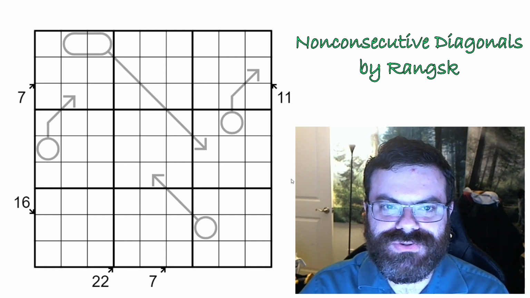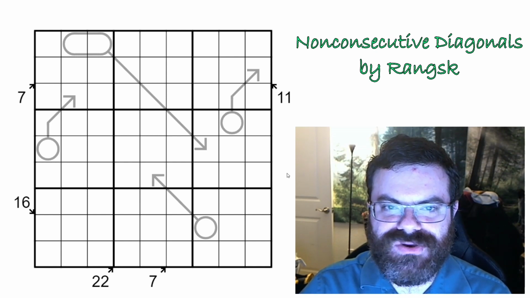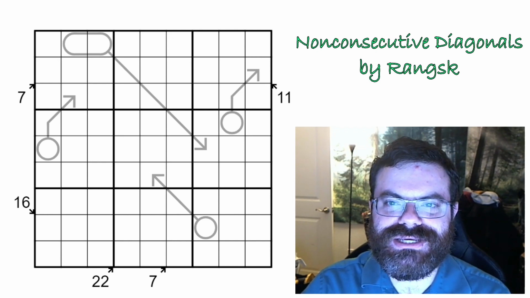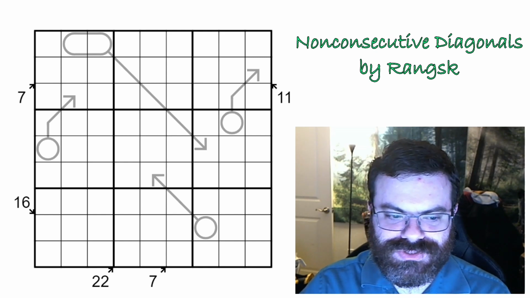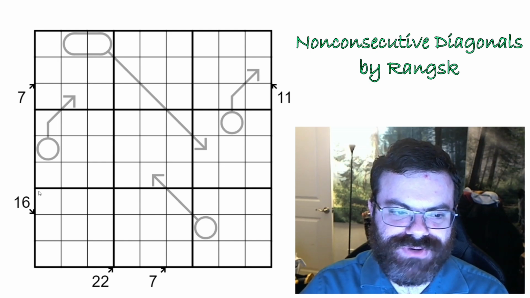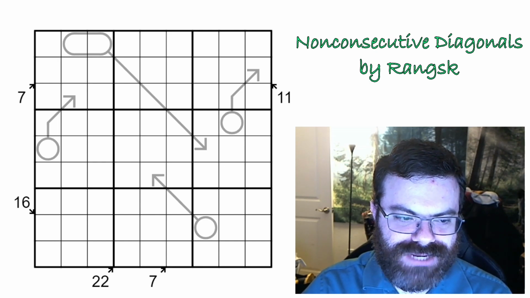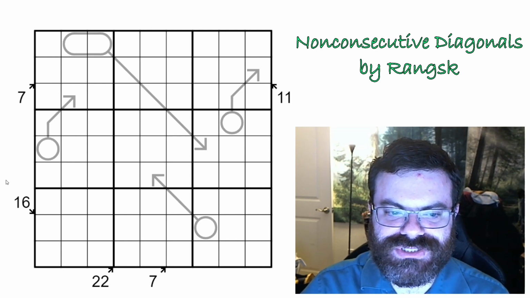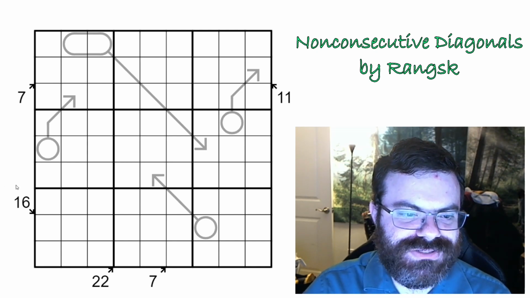Hello. So today I'm going to be showing you how to solve another puzzle that I've created. It has the extremely creative name Nonconsecutive Diagonals. So this is using a, at least new to me, constraint, which I wanted to play around with. And I feel like I've made a fairly interesting puzzle out of it.